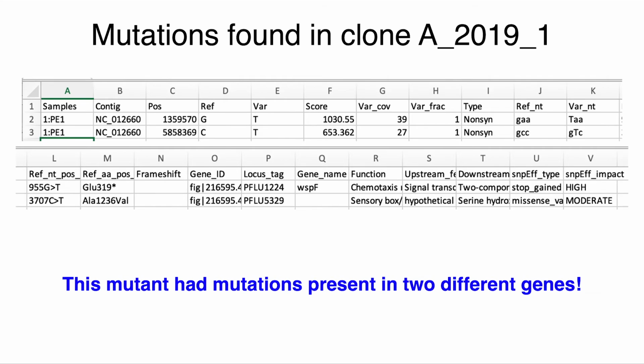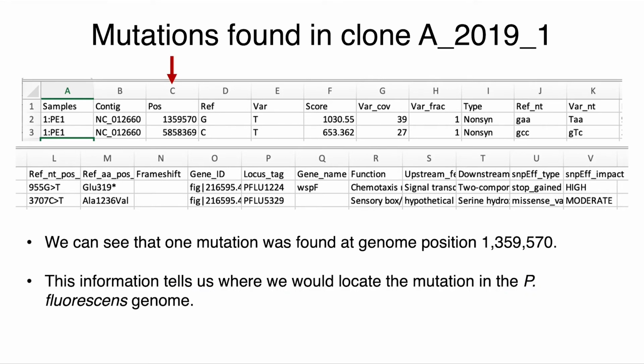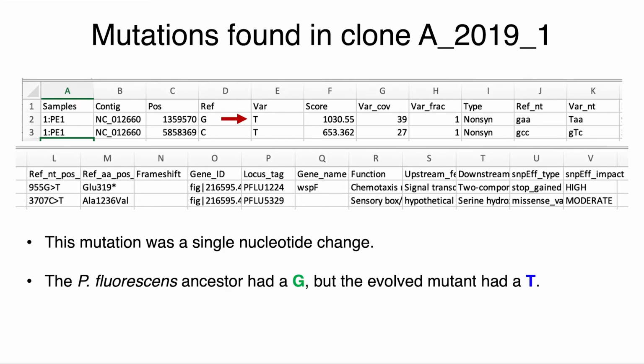Because there are two rows of data, we can see that the example was a double mutant. This means that it had two mutations in comparison to the ancestor. Column C tells us the nucleotide position where we would locate the mutation in the Pseudomonas fluorescens genome. For example, the first mutation was found at position 1,359,570. Columns D and E tell us how the nucleotide sequence changed. In this case, a single nucleotide was mutated from a G to a T.